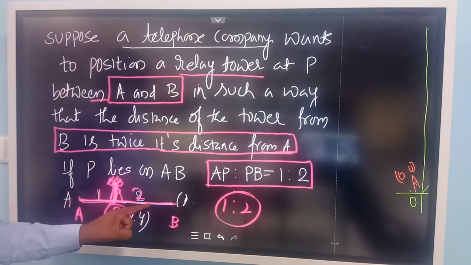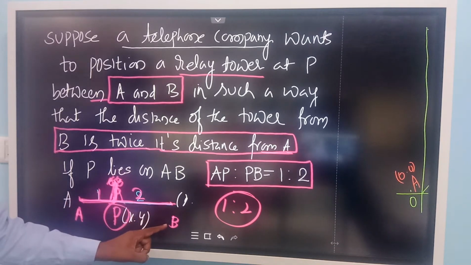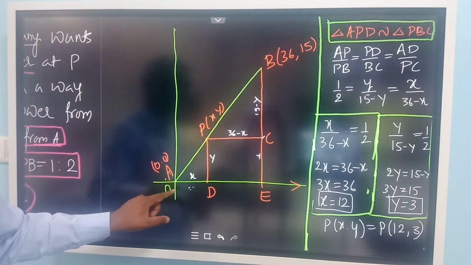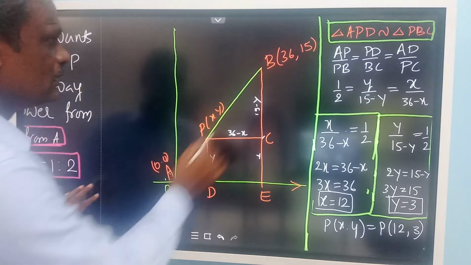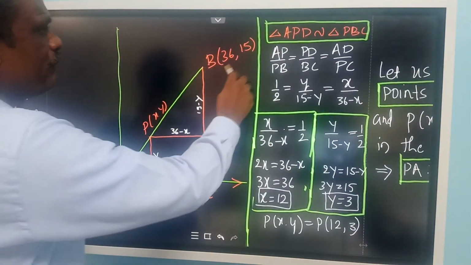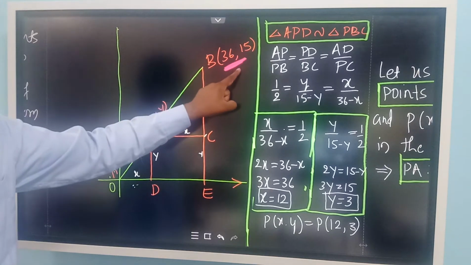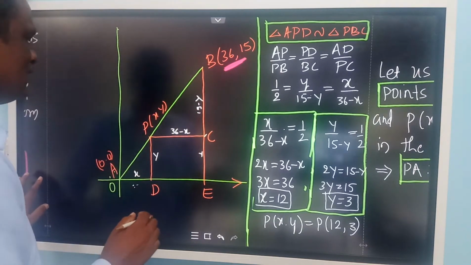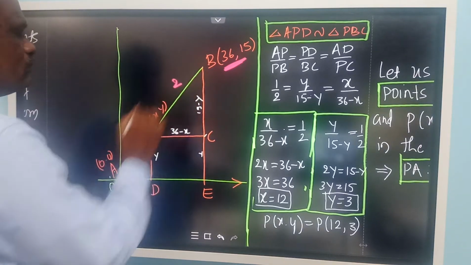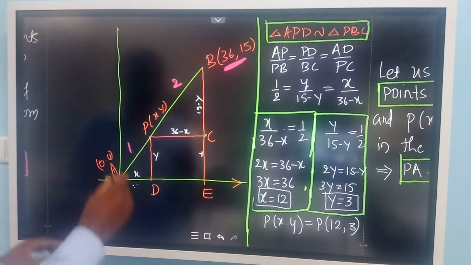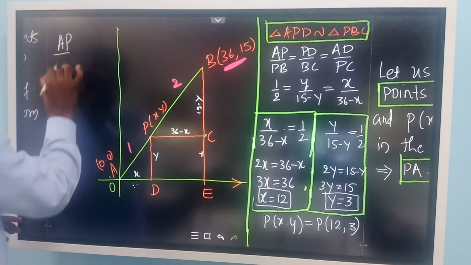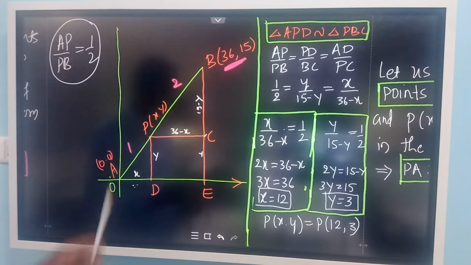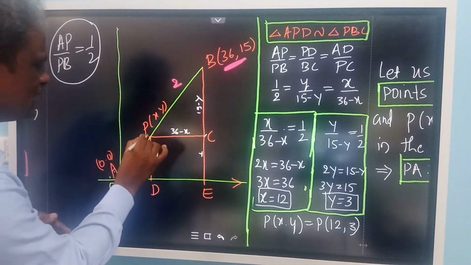So this is 1:2. I have taken the vertices like this. A is at the origin 0, 0. B is at 36, 15. These are the coordinates we have. And I have to place this in such a way that it is in the ratio of 1:2. I told you AP by PB is 1:2. In this ratio you have to place the tower. Tower position is this one.